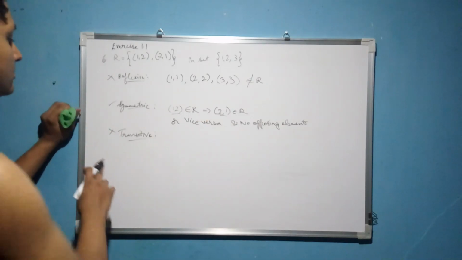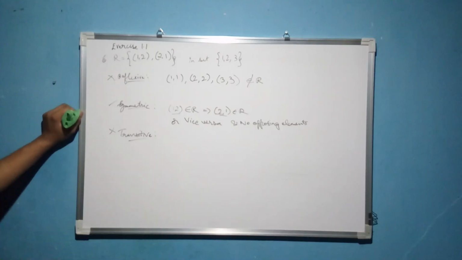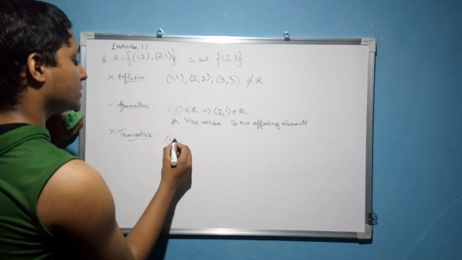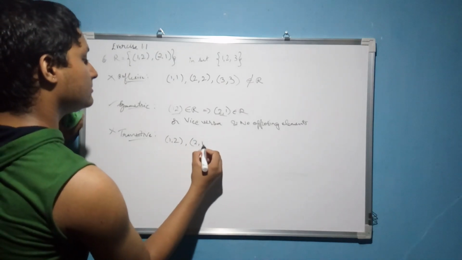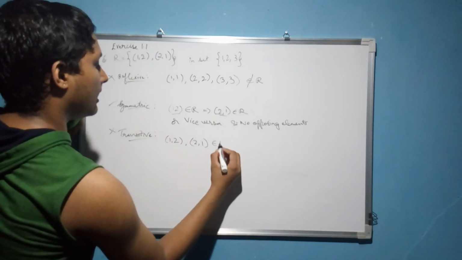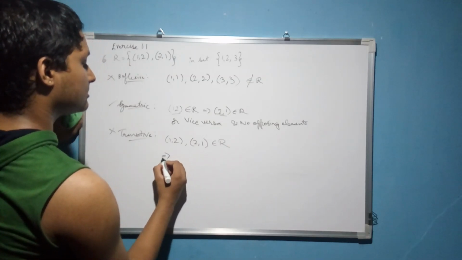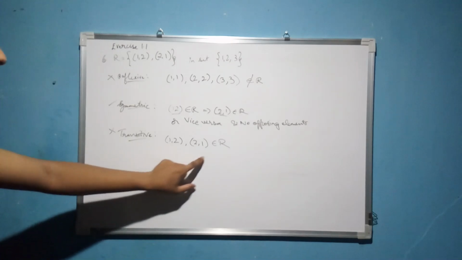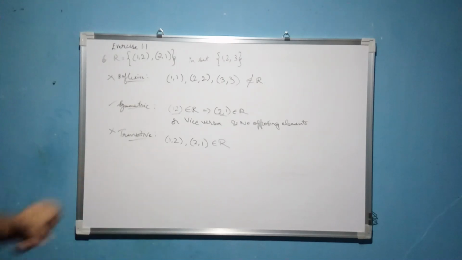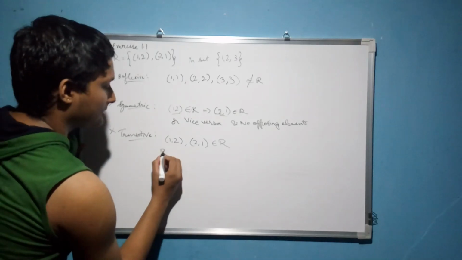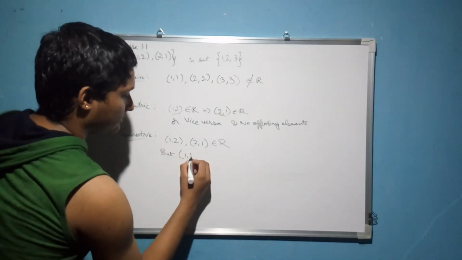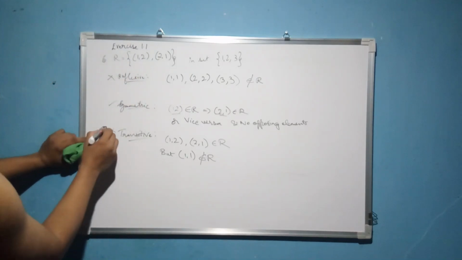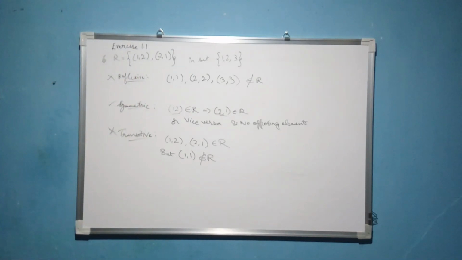See, in the transitive, it is given it is not transitive. So just give a counter example. So here (1, 2) and (2, 1) belong to R. That means that if it is transitive, (A, C), that is (1, 1), should belong to R. But (1, 1) doesn't belong to R. Therefore, it is not transitive. That's it, what you get here.